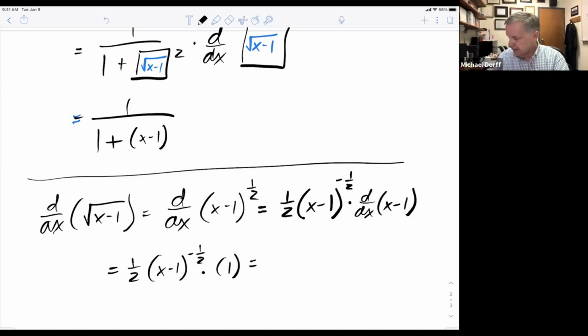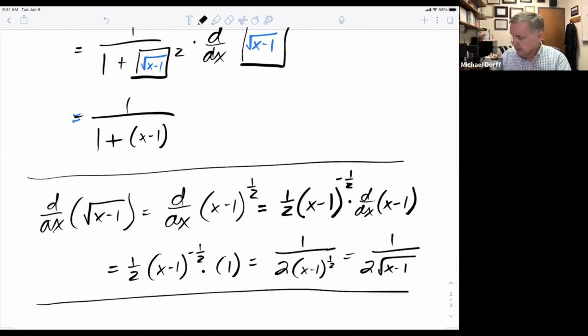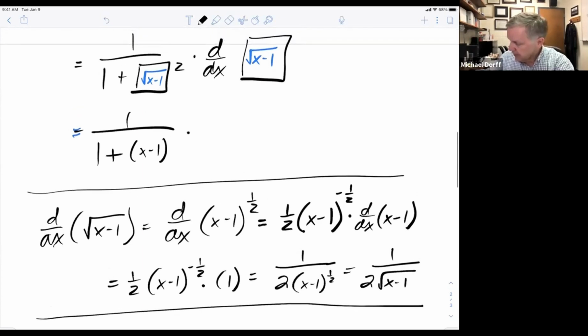And then I could rewrite this as 1 over 2. And now the x minus 1 to the negative 1/2 power means I would have x minus 1 to the 1/2 power in the denominator, or I could rewrite that as 1 over 2 square root of x minus 1. So that part goes back up here, so that I get 1 over 2 square root of x minus 1.